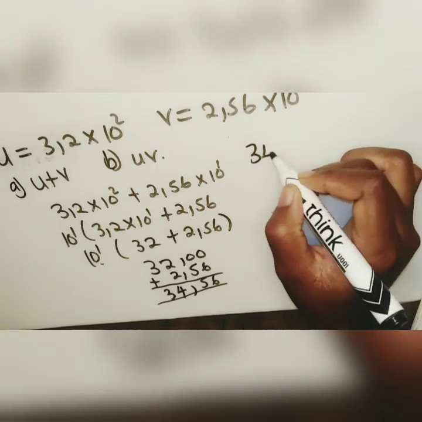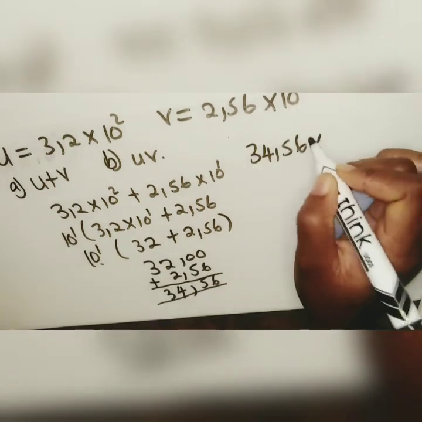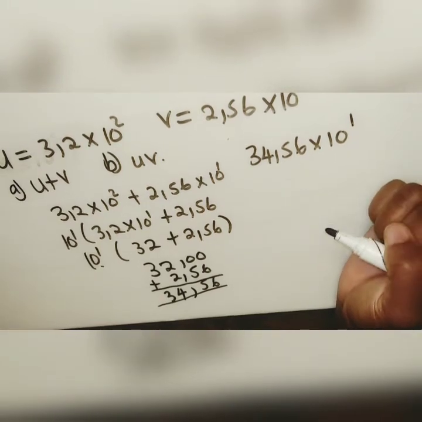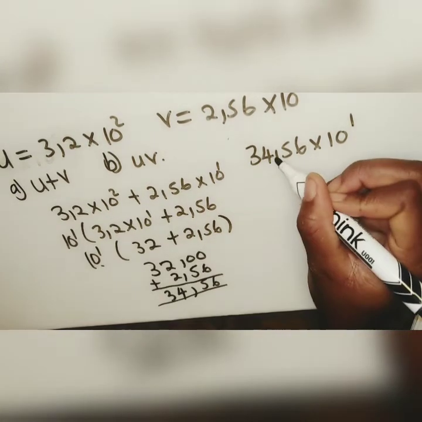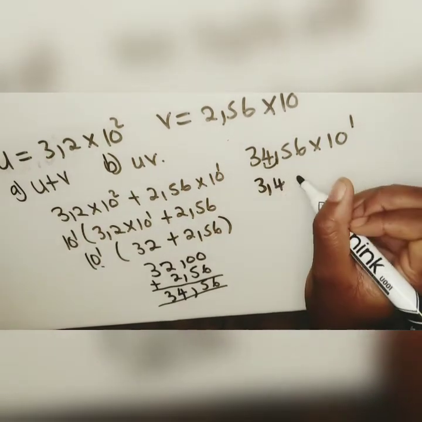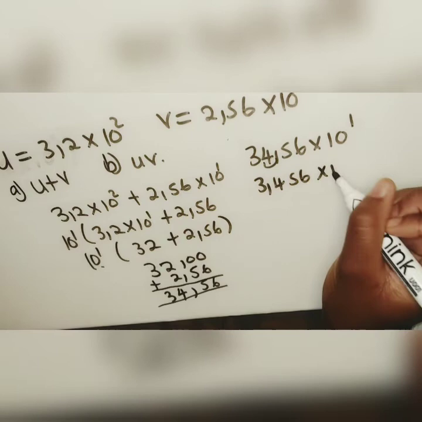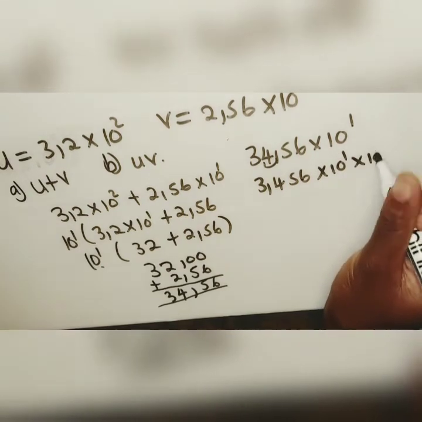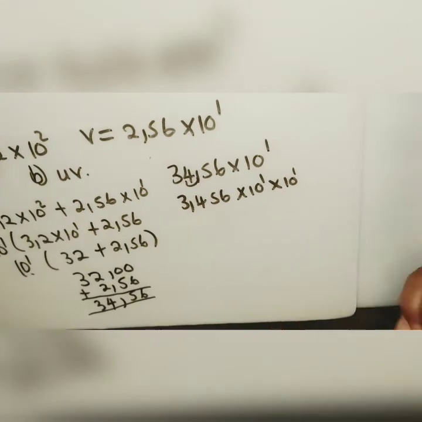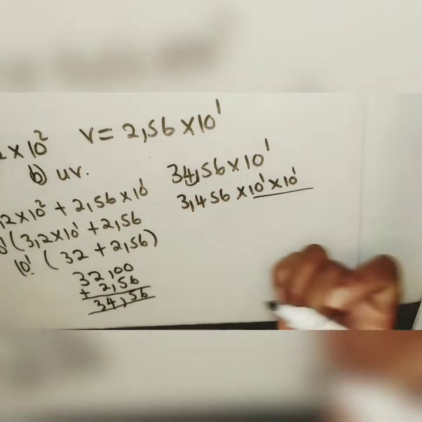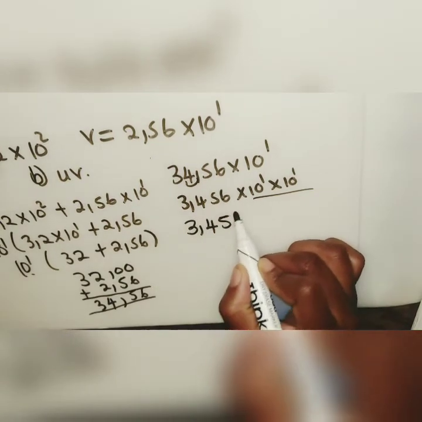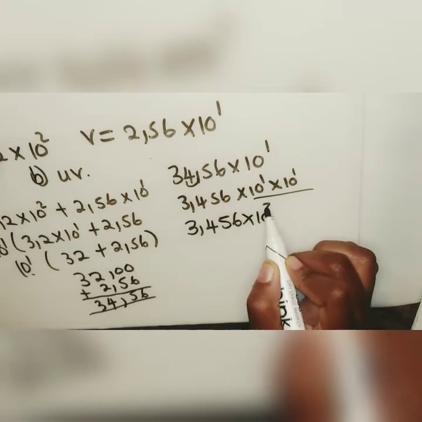So it's 34,56 times 10 to the power 1. But 34,56 is not yet in standard form. We'll just move one step to the left. So this will be 3,456 times 10 to the power 1 times the 10 to the power 1. So 3,456 times 10 to the power 1 times 10 to the power 1, we'll simply add the powers there. Our final solution will be 3,456 times 10 to the power 2.